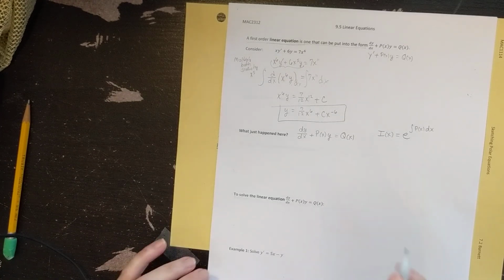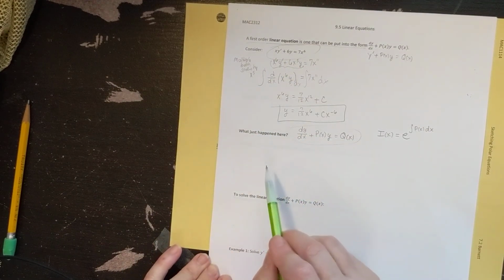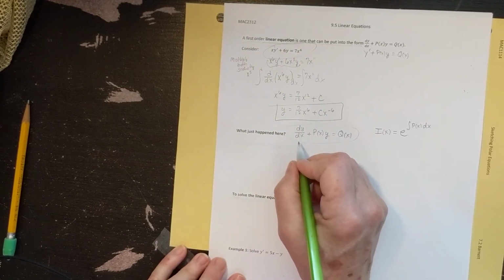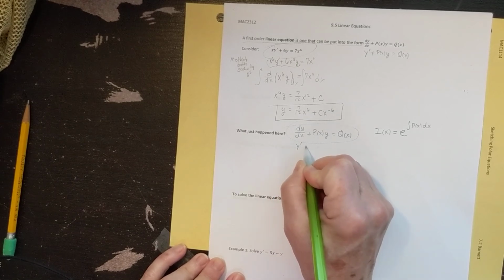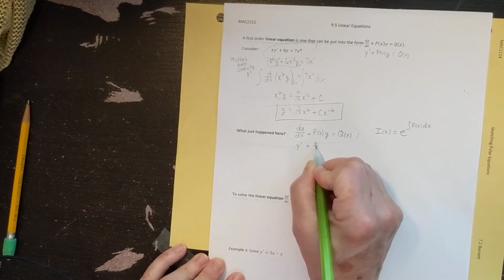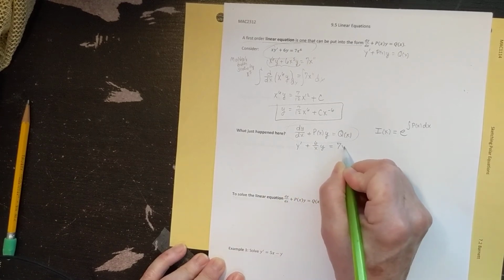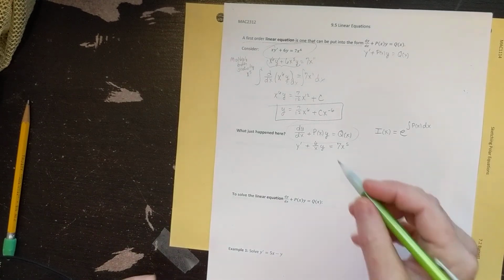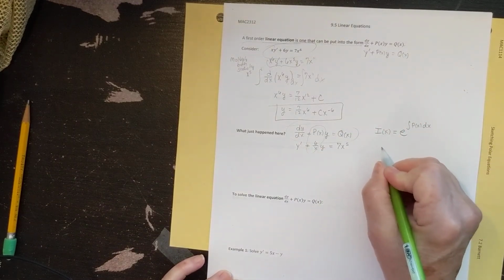So what did I do? Well, if I was given this, I would first get it into this form. I divided everybody by x so I could recognize it. So y prime, which is the same thing as dy/dx, plus 6 over x times y is equal to 7x to the 5th. That's what I get if I divide everybody by x to get it in that form. Then, what is p of x? p of x is this right here. So let's see, what is my integrating factor?